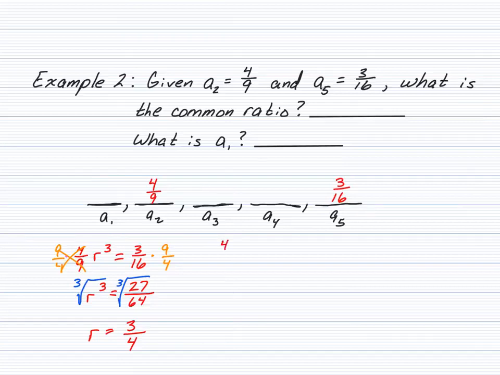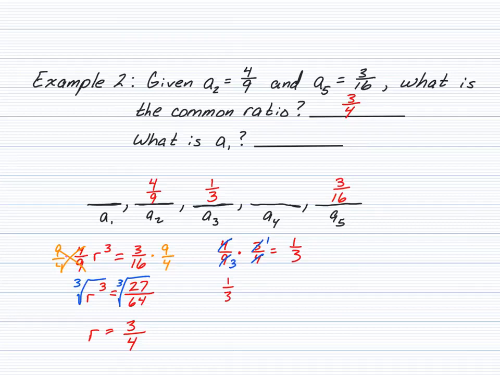All right, so common ratio is 3/4. If I multiply 4/9 times 3/4, that will give us our third term. And so the 4's will cancel. 3 reduces, and that would give us 1/3 for the next term. So this term is 1/3.